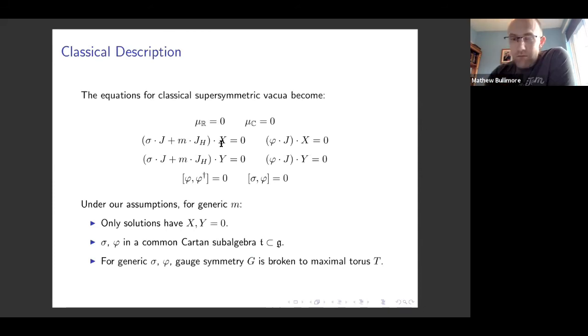And moreover, I can solve the final line. So that basically solves the top 3 lines, if X and Y are 0. The bottom line is solved by asking sigma and phi to lie in a common Cartan subalgebra. And moreover, for generic values of the vector multiplet scalars sigma and phi, the gauge symmetry will be broken to a maximal torus T. So again, this is why we call it a Coulomb branch, because it looks like an abelian theory in the infrared.